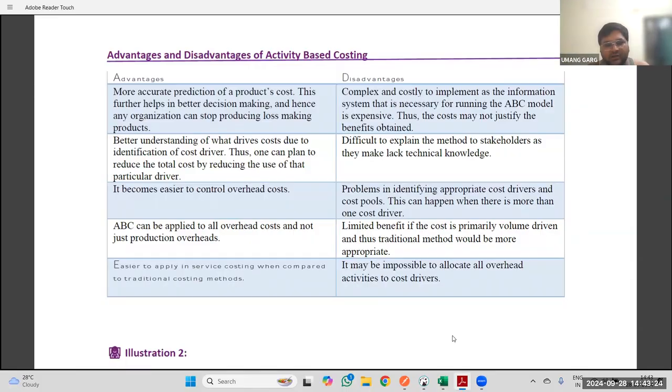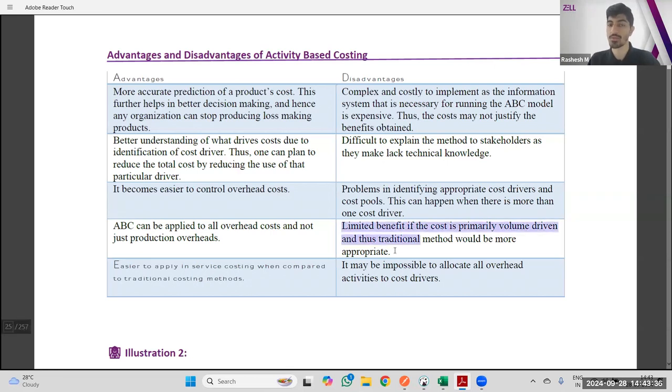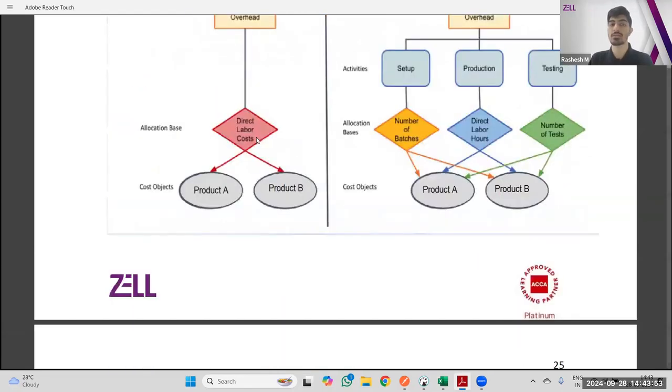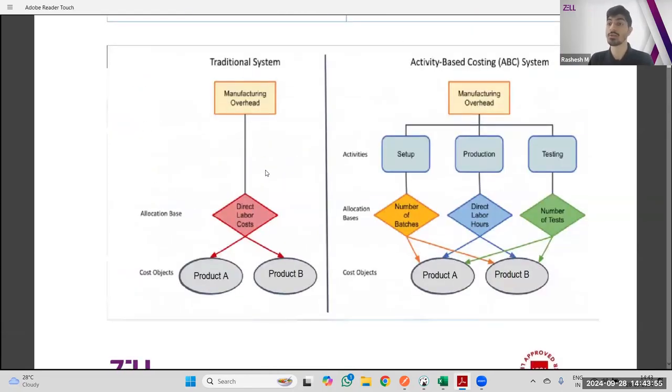Now, the fourth point, limited benefits if the cost is primarily volume driven and thus the traditional method would be more appropriate. Perfect. So this is very important. Expect this to also show up in some theory question. What does this simply mean? If absorption costing is doing a good enough job, is it necessary to even go about and apply ABC? No. And when is absorption costing doing a good job? If my products are actually labor oriented, machine oriented, or simply number of units is okay enough.